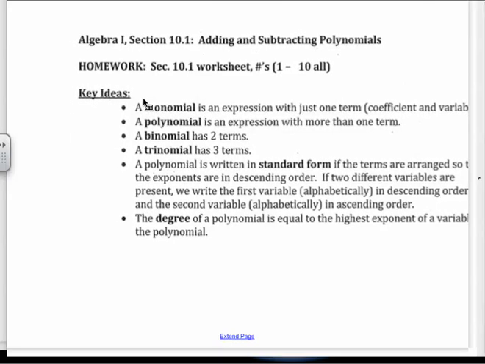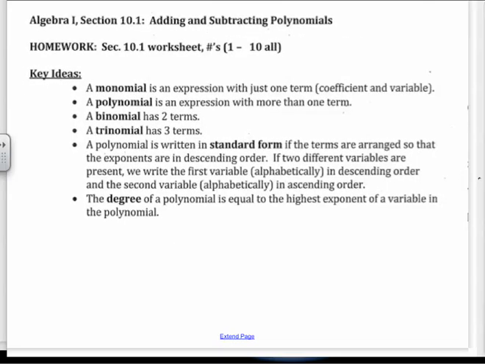A monomial means one term, okay? So this is a term, that's one term. That's a term. Right? 10x is a term. 10xy is a term. 10xy squared is a term. 10xy squared over 3 is a term. So this is all still just a monomial.